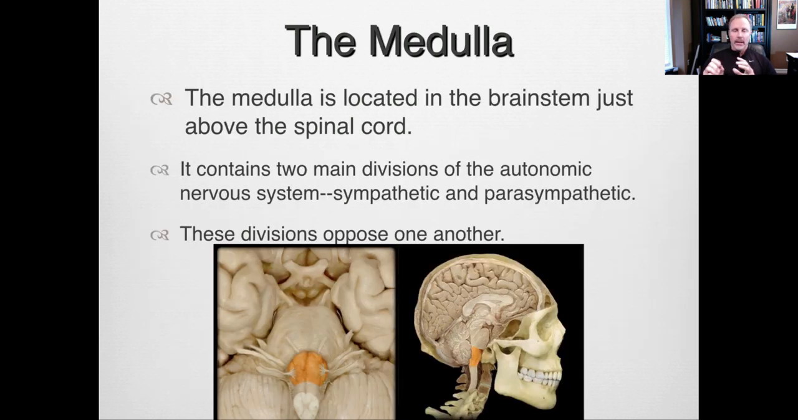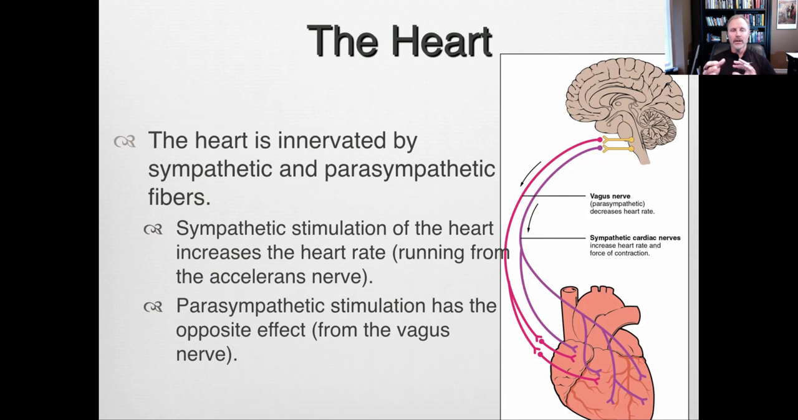Okay. Now the brainstem, we said, is called the medulla, and that's right at the base of the brain, above the spinal cord. And the two main divisions that it contains are the sympathetic and the parasympathetic division. We said that, of course, those are opposing one another. Okay, and the heart gets innervated by the sympathetic and the parasympathetic system. The sympathetic system, this is the part of the accelerans nerve. This contains the stimulation that runs along and dumps neurotransmitter onto the SA node and speeds up the heart rate.